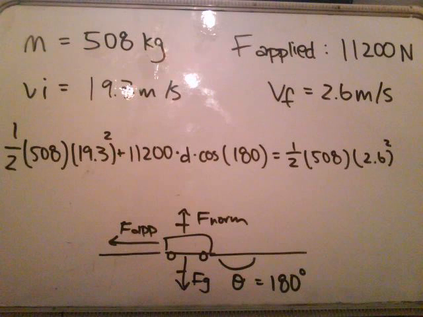For the force, you use the applied force, which is the net force, because the force of gravity and the normal force are equal to each other and cancel out. So the net force is the applied force, which is 11,200 newtons. And theta, the angle, is 180 degrees because the roller coaster is moving in a horizontal distance. So the angle is 180 degrees. So you will replace the theta with 180 degrees.